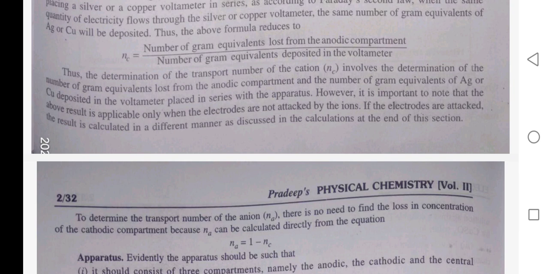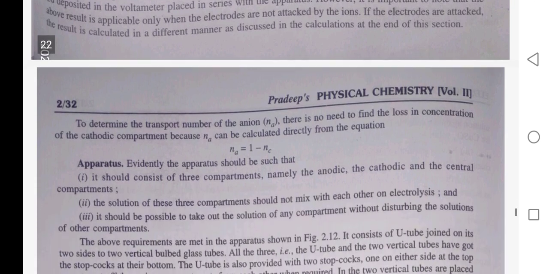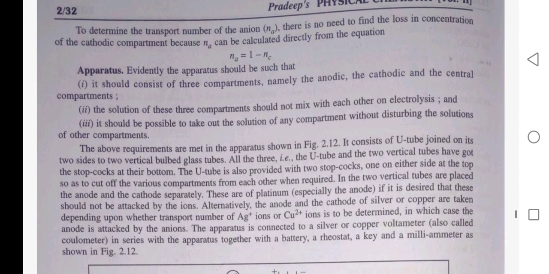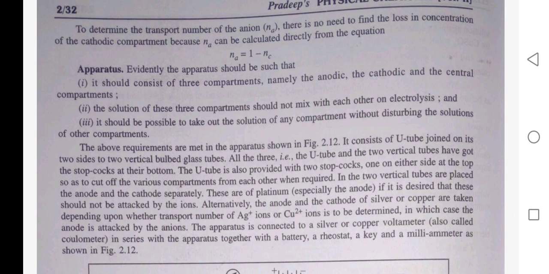If the electrodes are attacked, the result is calculated in a different manner, as discussed in the calculations at the end of the section. To determine the transport number of an anion, there is no need to find the loss in concentration of the cathodic compartment, because Na can be calculated directly from the equation Na is equal to 1 minus Nc.